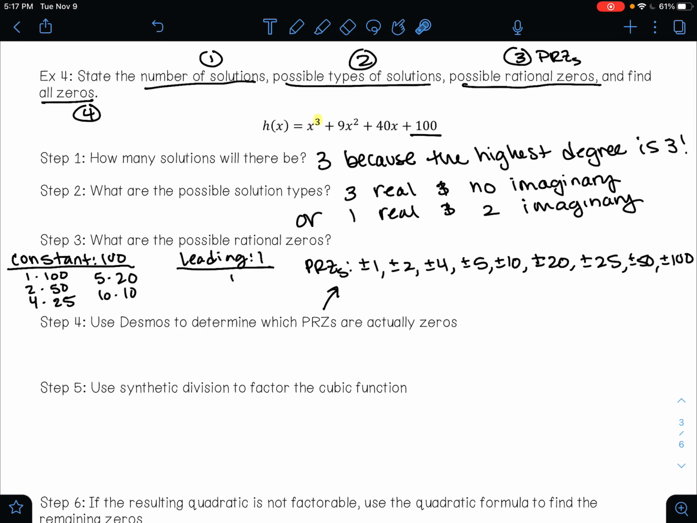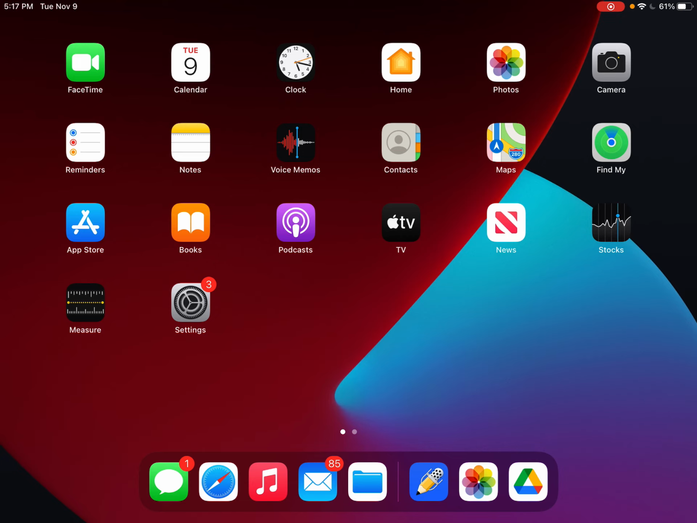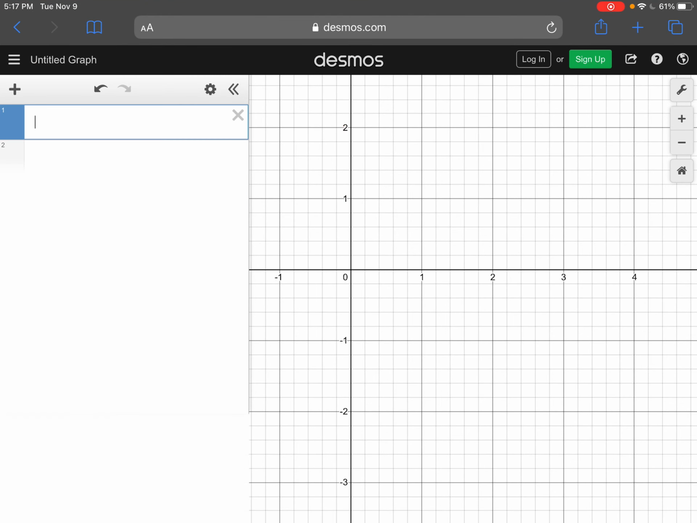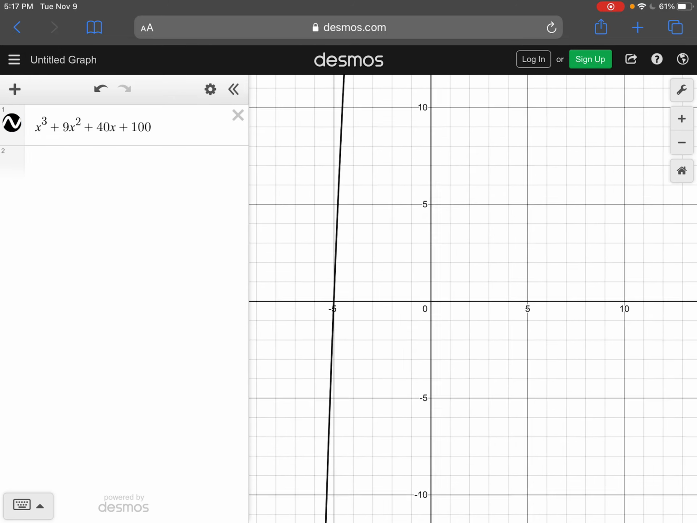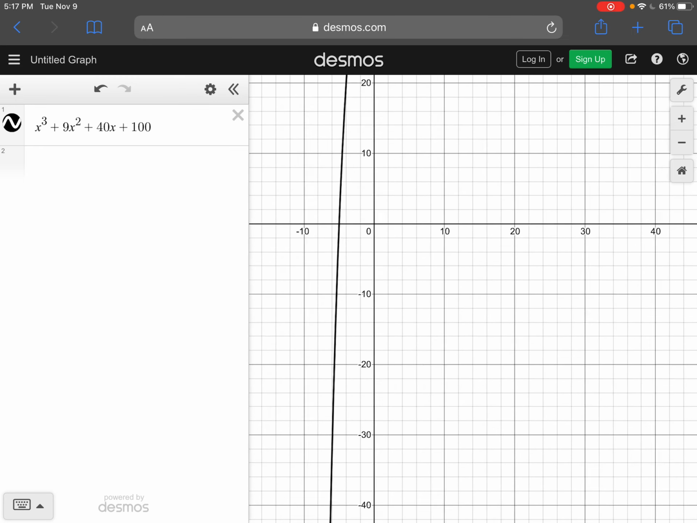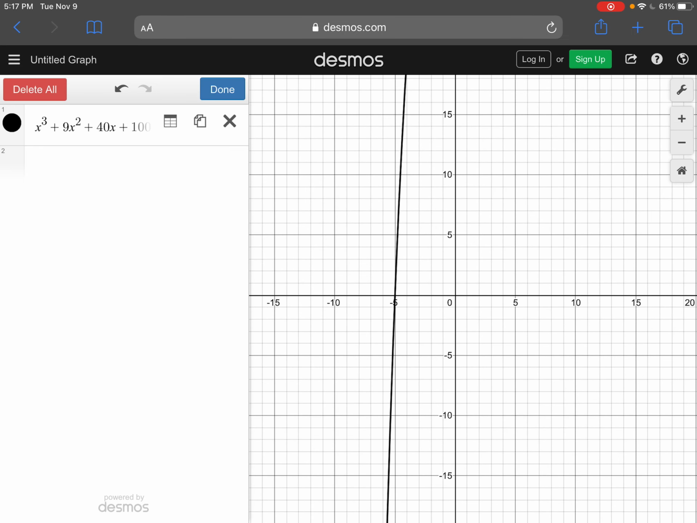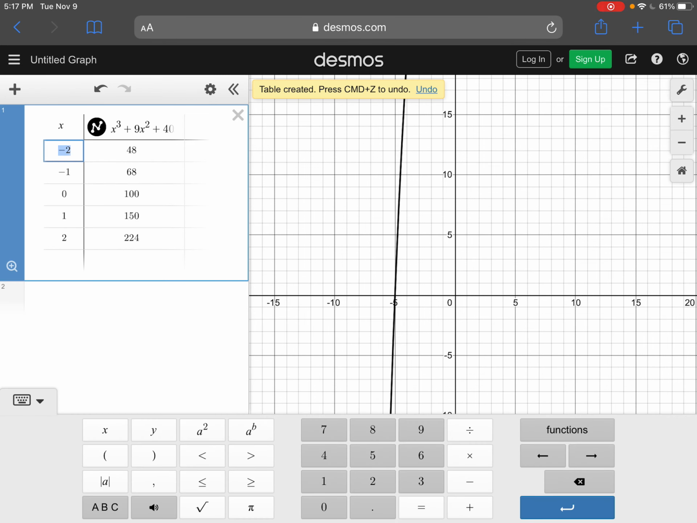So let's go to Desmos. So I'm going to type in my equation here. So I have x cubed plus 9x squared plus 40x plus 100. Now, I'm not going to waste time looking at Desmos because I don't know what's going on with everything there. What I'm going to do is I'm going to look at my table. And I'm going to put my possible rational zeros in my table. And I'm just going to keep adding them until I find a zero.